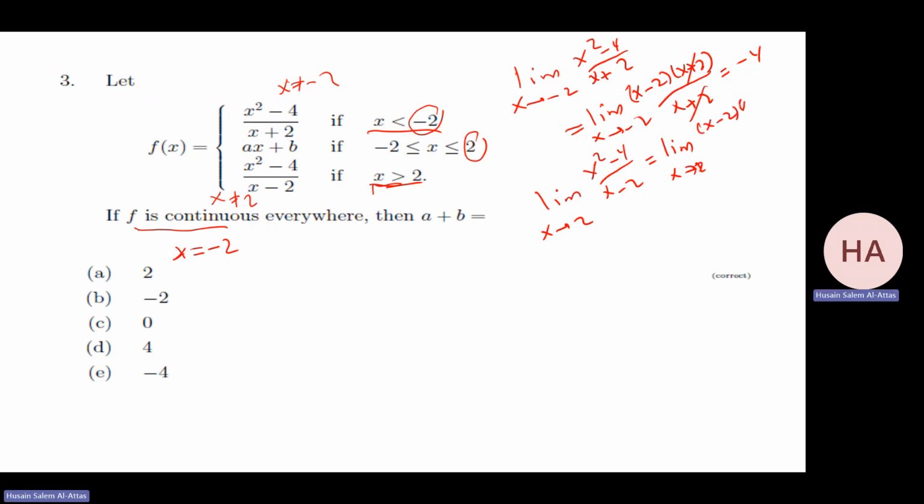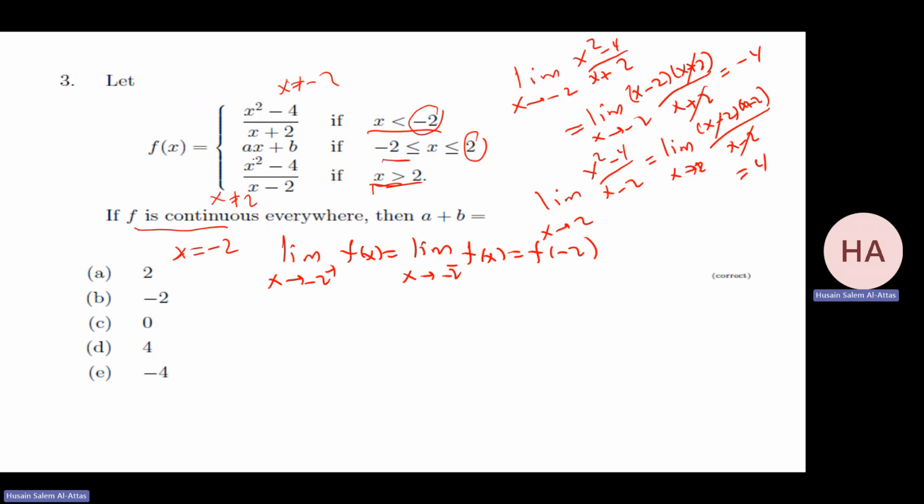x minus 2, x plus 2 over x minus 2. It will be 4. Pass. Now at x equals -2, I need to check the limit. It goes to -2 from the right, which should equal the limit as it goes to -2 from the left, which equals f of -2. It will make no difference.